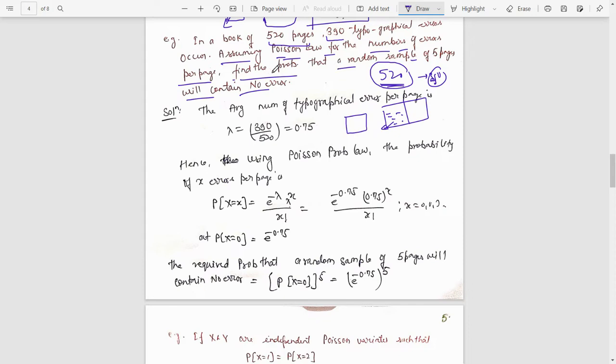Okay, so we are finding the probability that a random sample of five pages will contain no error. Let's see everything step by step and we'll be able to solve it. Obviously, in this case, we need to find the average number of errors per page.